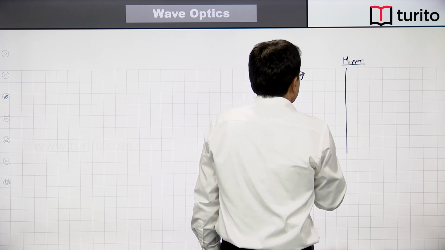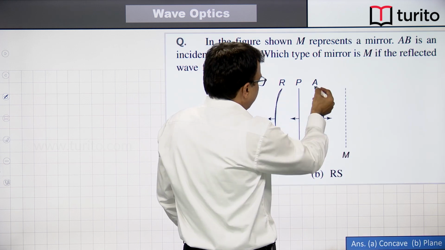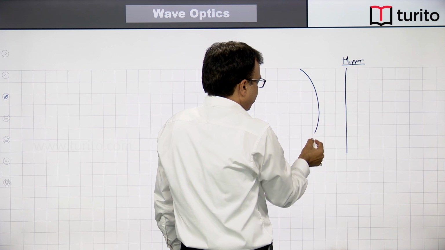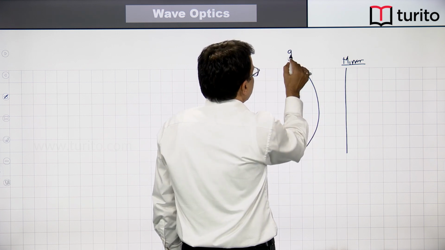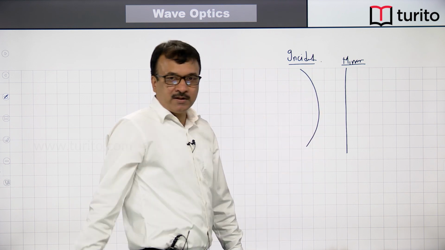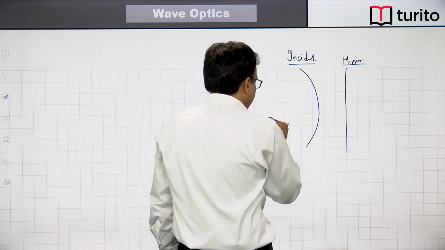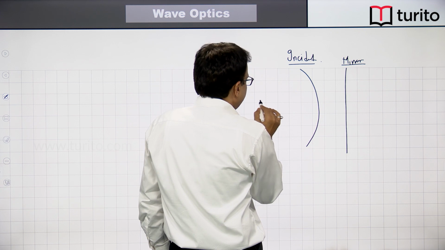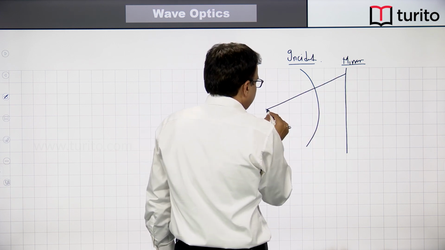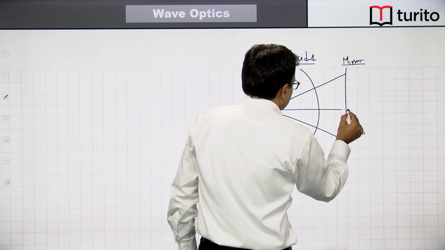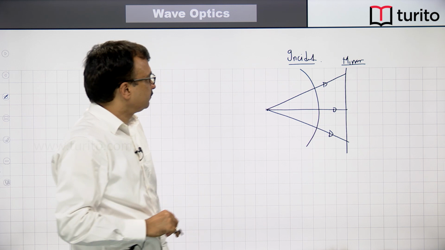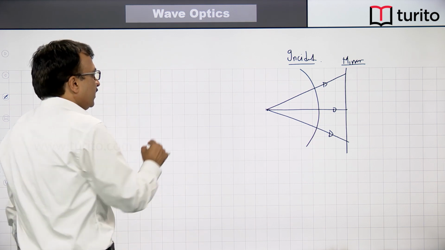This is the mirror and this is the shape of the incident wavefront. If this is the incident wavefront, its center of curvature is somewhere here. It means that rays are falling on the mirror like this. These are the incident rays.